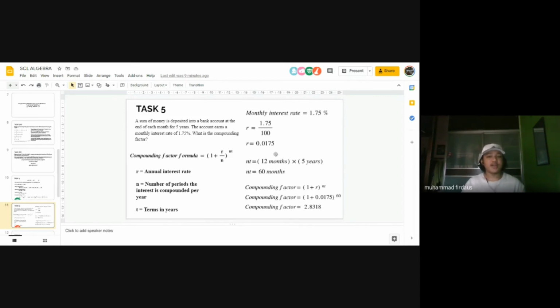That's our R. And then NT: N is 12 months and T is 5 years, so we multiply 12 months by 5 years and we get 60 months. So we copy the formula again without R over N, just (1 + R)^(NT). We substitute our R into the equation: 1 plus 0.0175, to the power of NT, which is 60 months. We simplify and we get 2.8318. So that is our compounding factor for the question in task 5.